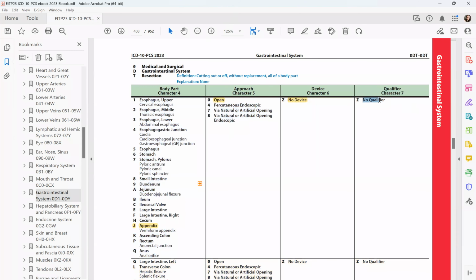So at the end of it, what will our code be? Well, we know the first three characters were kind of given to us, right? So it's going to be 0DTJ0ZZ. Again, big key, knowing the difference between what a resection is and what an excision is.